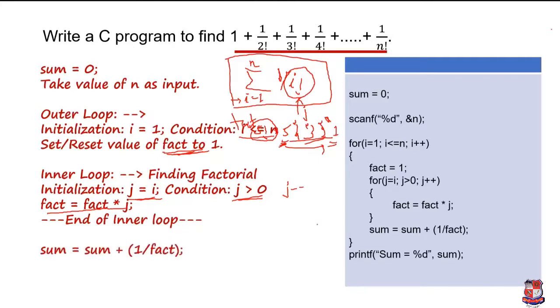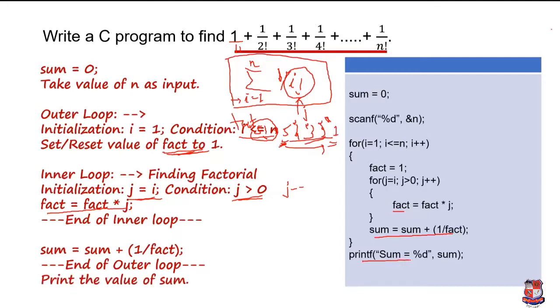Then we have to write the equation for finding the summation, and it is like this: sum equals sum plus 1 divided by factorial. In each iteration we have some value of factorial. For example, in the first iteration we have 1 factorial, then in the next iteration 2 factorial. So in each step we have some value of factorial, and then we do 1 divided by factorial. After that our outer loop ends, and at the end we print the value of the summation. Okay, that's it.